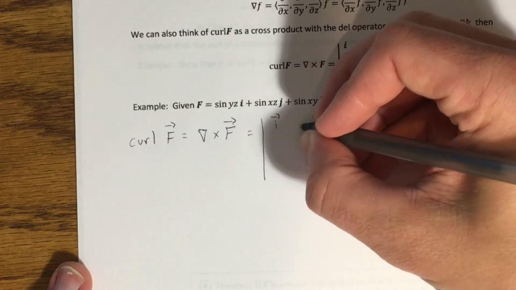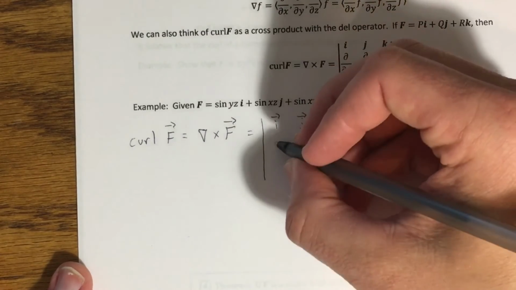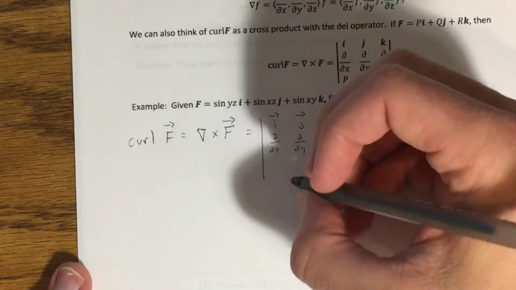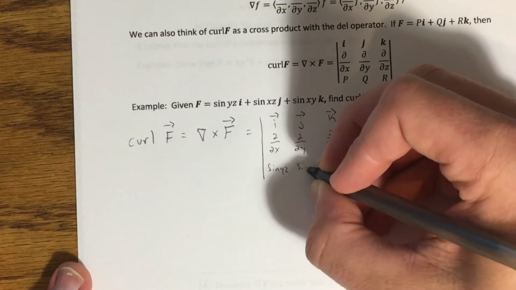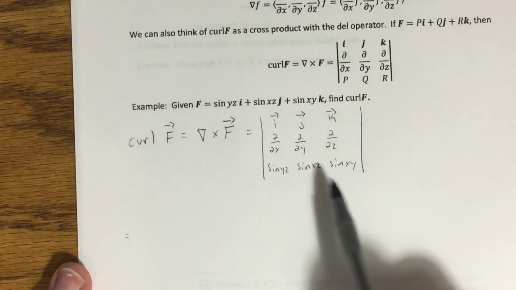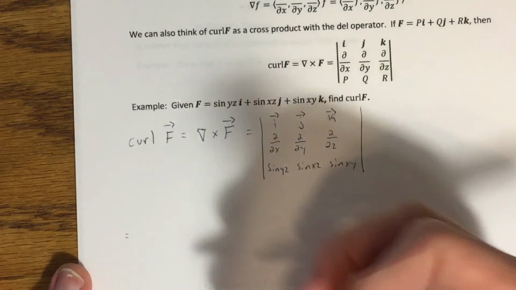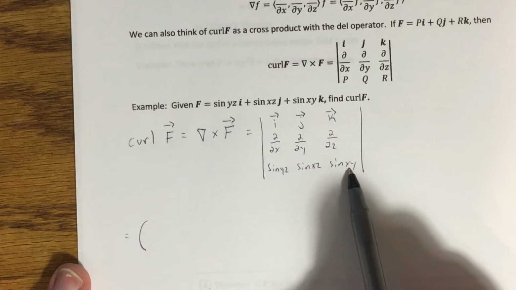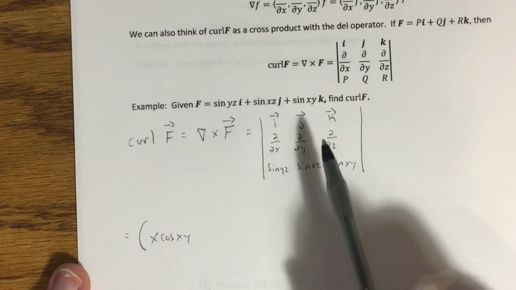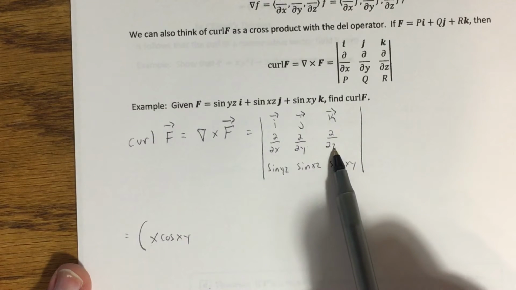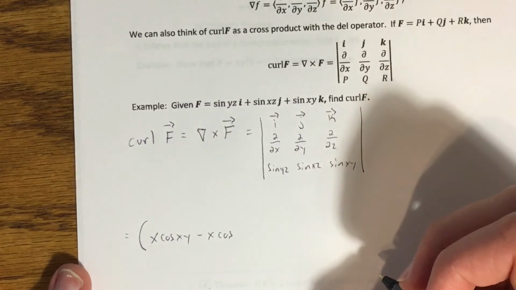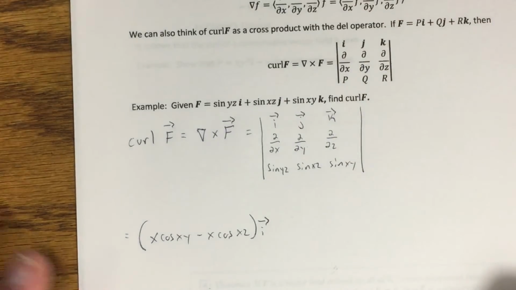This is equal to the determinant with i, j, k, then the partial derivative with respect to x, then y, then z, and then my component functions: sine of yz, sine of xz, sine of xy. Starting with my i component, I need the partial derivative of this function with respect to y. With respect to y, x is like the constant here, so it's going to come out: x times cosine of xy, minus the partial derivative of sine of xz with respect to z. Again, the x is treated like the constant, so it comes out as minus x cosine of xz, and there's my i component.